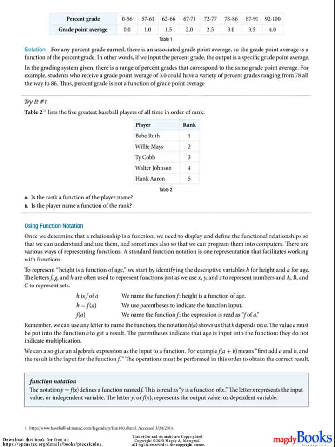Solution. For any percent grade earned, there is an associated grade point average, so the grade point average is a function of the percent grade. In other words, if we input the percent grade, the output is a specific grade point average. In the grading system given, there is a range of percent grades that correspond to the same grade point average.